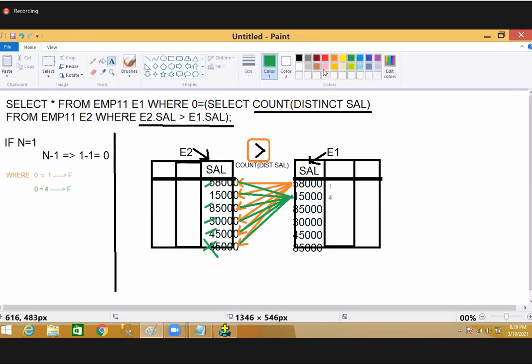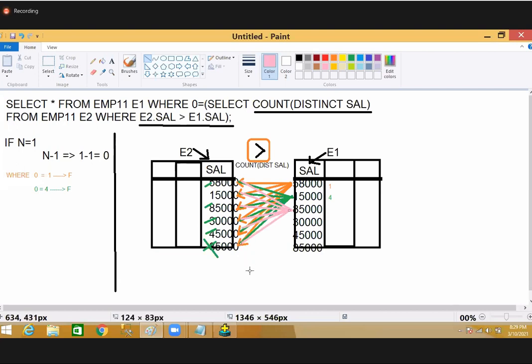Okay, let's take one more. Next one I'm taking here. Observe. Next 85,000. See my arrow, I'm taking different colors here. Don't get confused by the different colors I'm using. By seeing these different colors, you can understand easily. Next I compared 85,000.